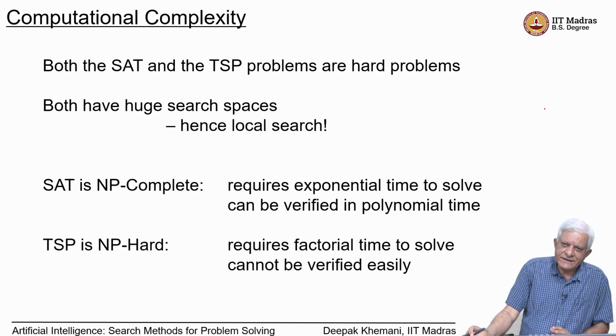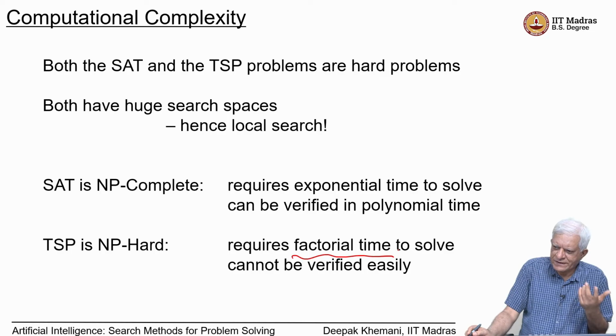As I said earlier, TSP is NP hard. It requires factorial time to solve, because you are choosing different permutations of cities. The first city you can choose in n ways, the second city you can choose in n-1 ways, and so on.